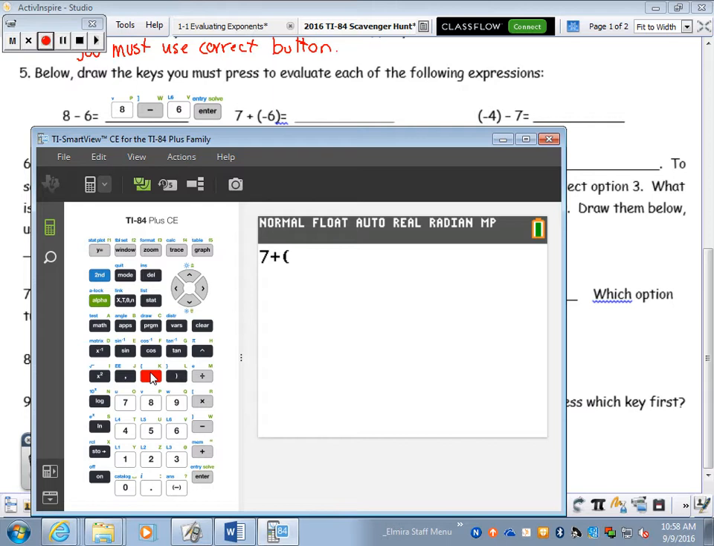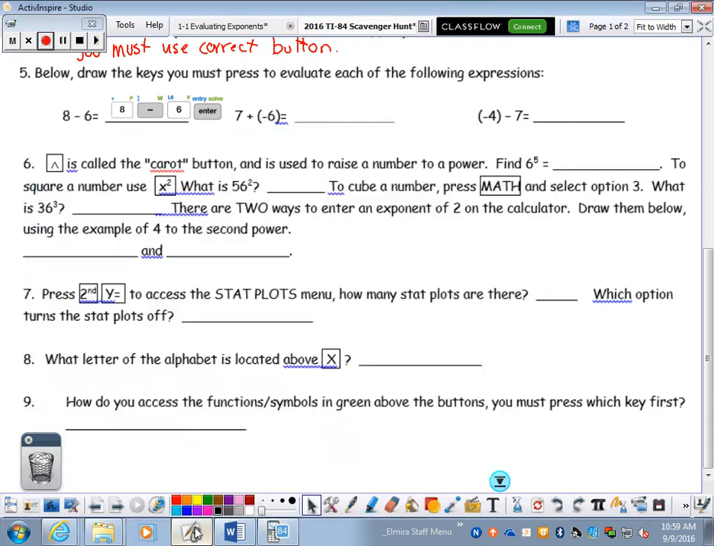Okay, now the next thing I see is it's supposed to be negative 6, so be careful. Don't type the subtract key, type the negative key. 6, close your parenthesis, and enter as your equals. So again, we're not putting the answer on the line. I am putting what buttons I pushed on the line.